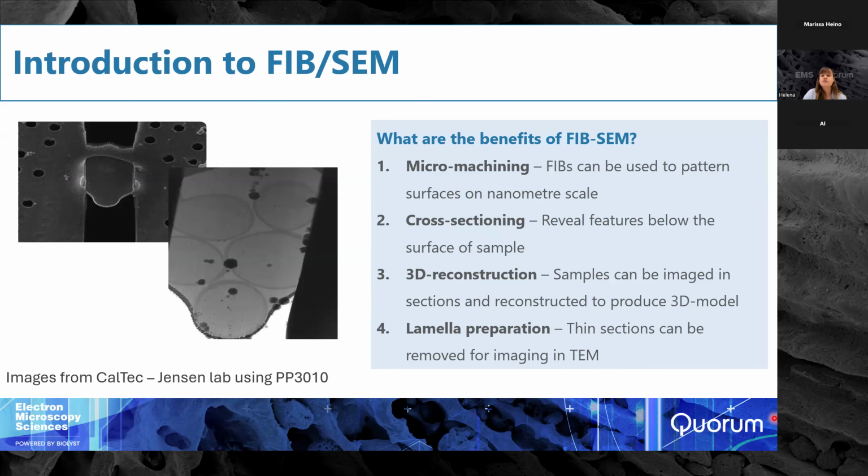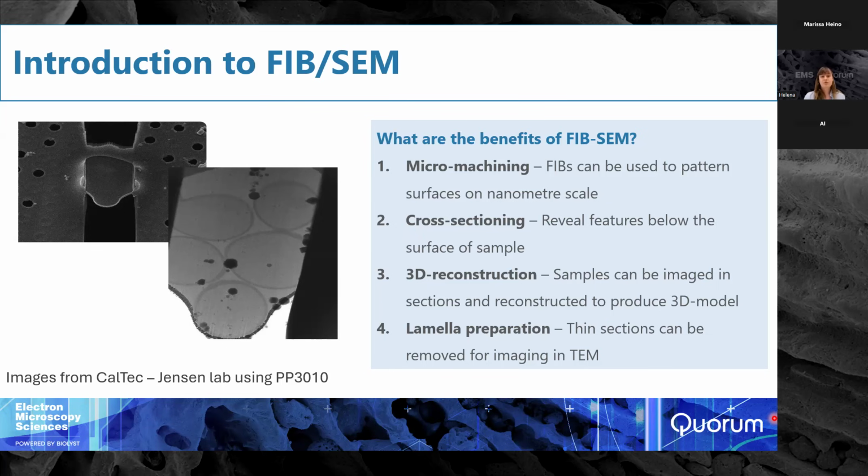We can do micro machining, where we're using our focused ion beam to pattern surfaces on a nanometer scale. We can cross-section samples, so if there's something that we want to reveal below the surface of our sample, we can mill away at that sample to reveal a section further down in the sample. This cross-sectioning also combines with the next point, which is that we can do 3D reconstruction.